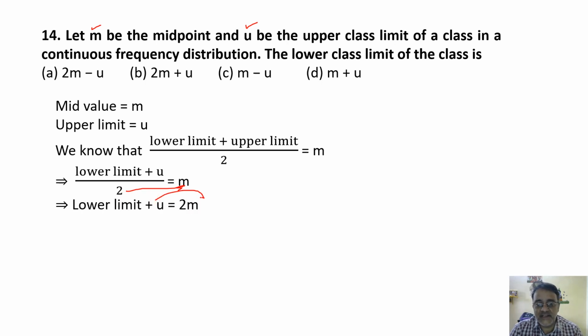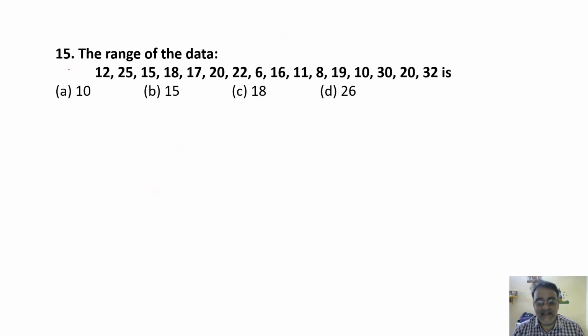Shift u to this side. So it will become minus u. So finally we'll get 2m minus u. And the correct option is option A. Option A. Right. Now we are moving toward the next, 15th question.